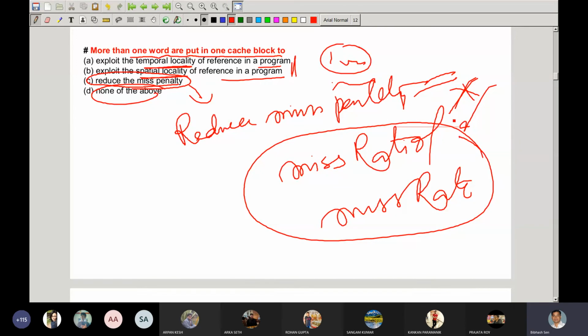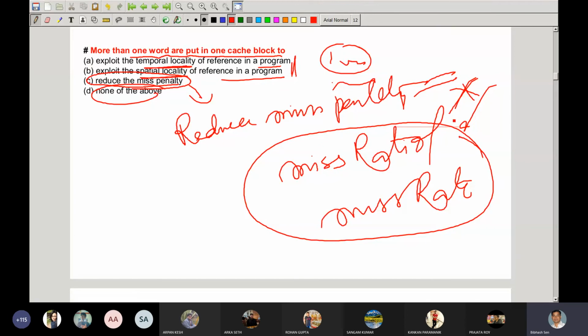If it is found, that is called a hit. The number of times you find the page, with respect to the total number of accesses, is the hit ratio. The number of times you do not get the page is the miss ratio. Hit means the page is found; miss means the page is not found. Number of hits divided by total page accesses gives the hit ratio. Number of misses divided by total page accesses gives the miss ratio.